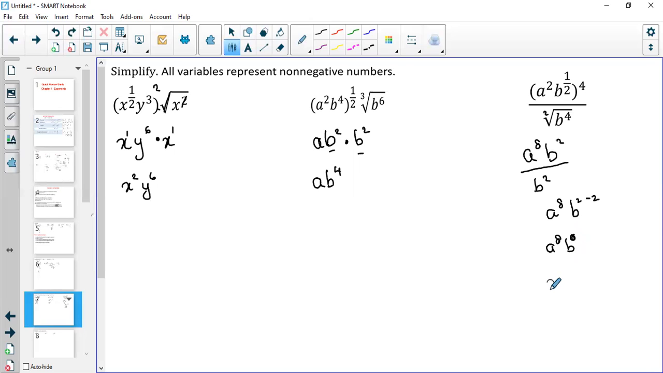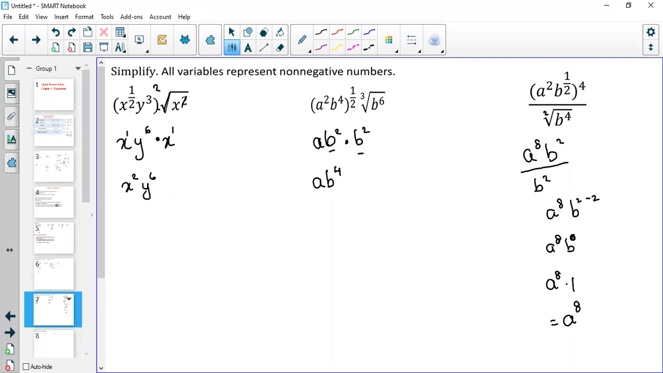Now what's the value of b to the power of 0? It's going to be 1. So the answer for this is going to be a to the power of 8, because anything you multiply with 1, the answer is going to be the same. So the answer for this exponential form is going to be a to the power of 8.